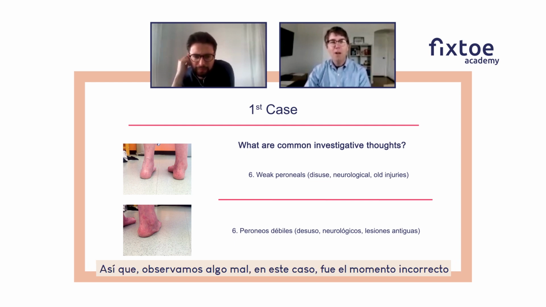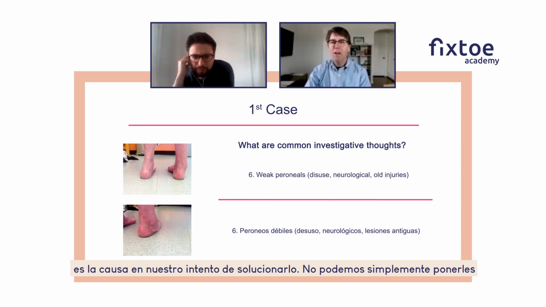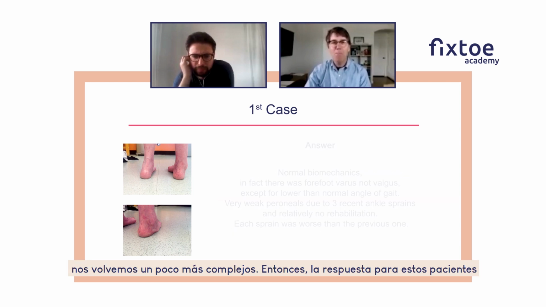So when we observe something wrong, in this case the wrong timing of subtalar joint supination, we have to figure out what the cause is in our attempt to fix it. We can't just put them in an orthotic and say you're fine, and that could be the worst thing for them, which is the whole gist of this conversation this morning. It's like, okay, how do we think past just simple biomechanics and get a little bit more complex?